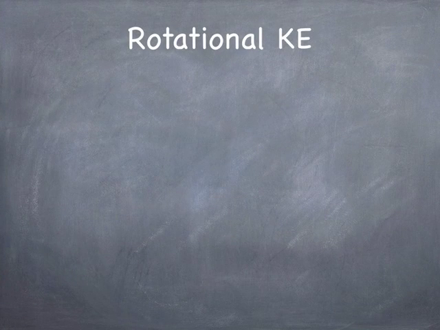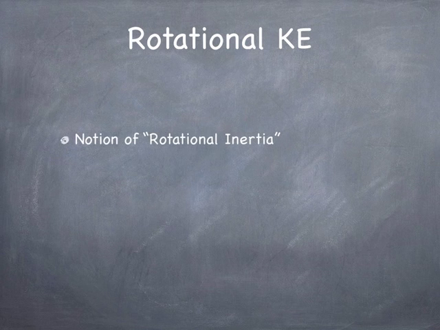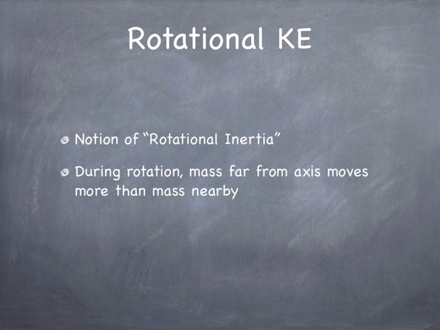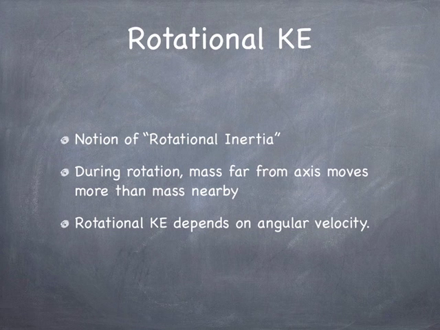So let's talk about rotational kinetic energy. We need to develop an idea of rotational inertia. We need to recognize that during rotation, mass that's far from the axis moves a lot more than mass that's nearby the axis. The axis doesn't have to be the center of mass in all cases, but it's often useful. If a particle is just freely moving through space, it turns out the axis would be the center of mass. So generally that's the way we're going to deal with it. And rotational kinetic energy also depends on angular velocity. So the faster something's spinning, the more rotational kinetic energy you expect.